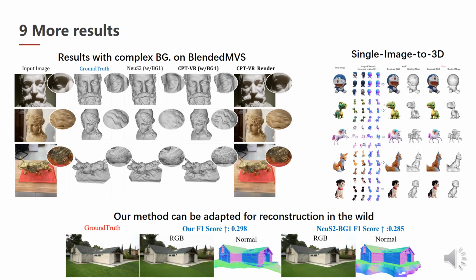The top left figure shows the results of objects with complex backgrounds on BlendedMVS. Our method can effectively model the geometry of foreground objects without introducing background information, particularly the details on the surface of objects. The bottom left figure shows the results in the barn scene from Tanks and Temples. Our method can be adapted for reconstruction in the wild. Moreover, as shown in the top right figure, we apply our method to the single image to 3D generation task. With the supervision of consistent multi-view images and normals from Zero123++, our generated results appear to be of higher quality. It proves our model is capable of generating a 3D model from a single masked image.